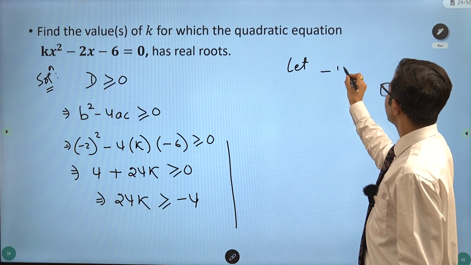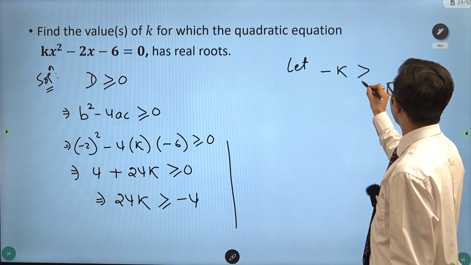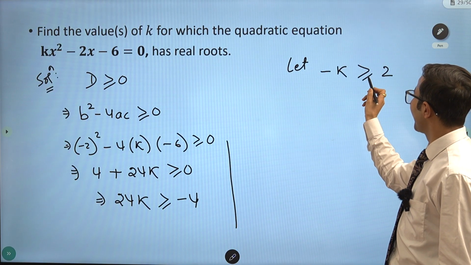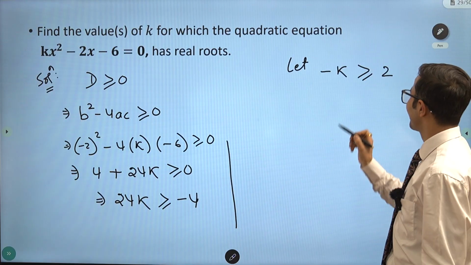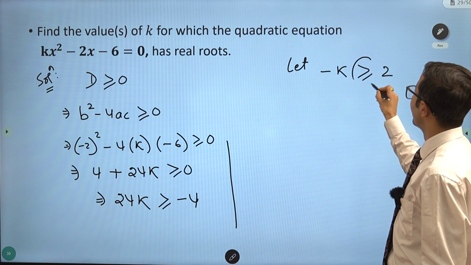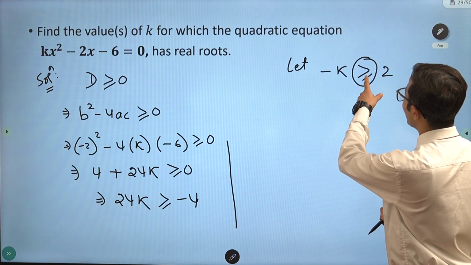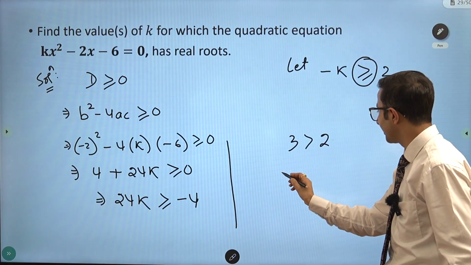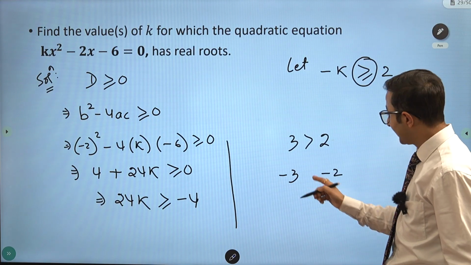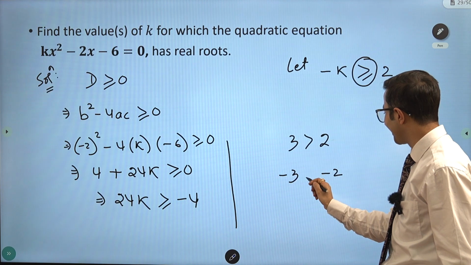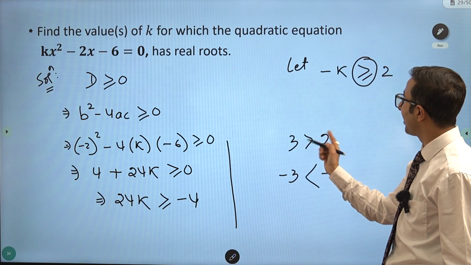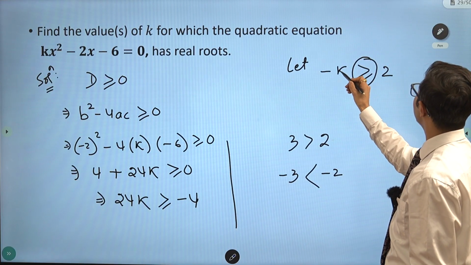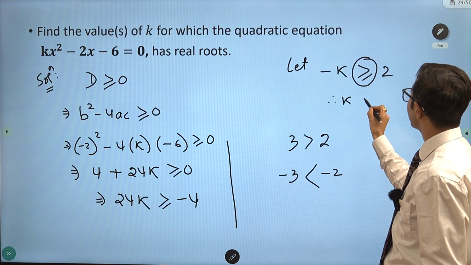Suppose you have minus k is greater than or equal to 2. Whenever you are taking this minus to the other side with this inequality sign, what you have to see? You have to change this one. Now why should this be changed? Look here. 3 is greater than 2. Multiply both sides with minus: minus 3 and minus 2 we will get. Is it still minus 3 is greater than minus 2? No, minus 3 is smaller than minus 2.